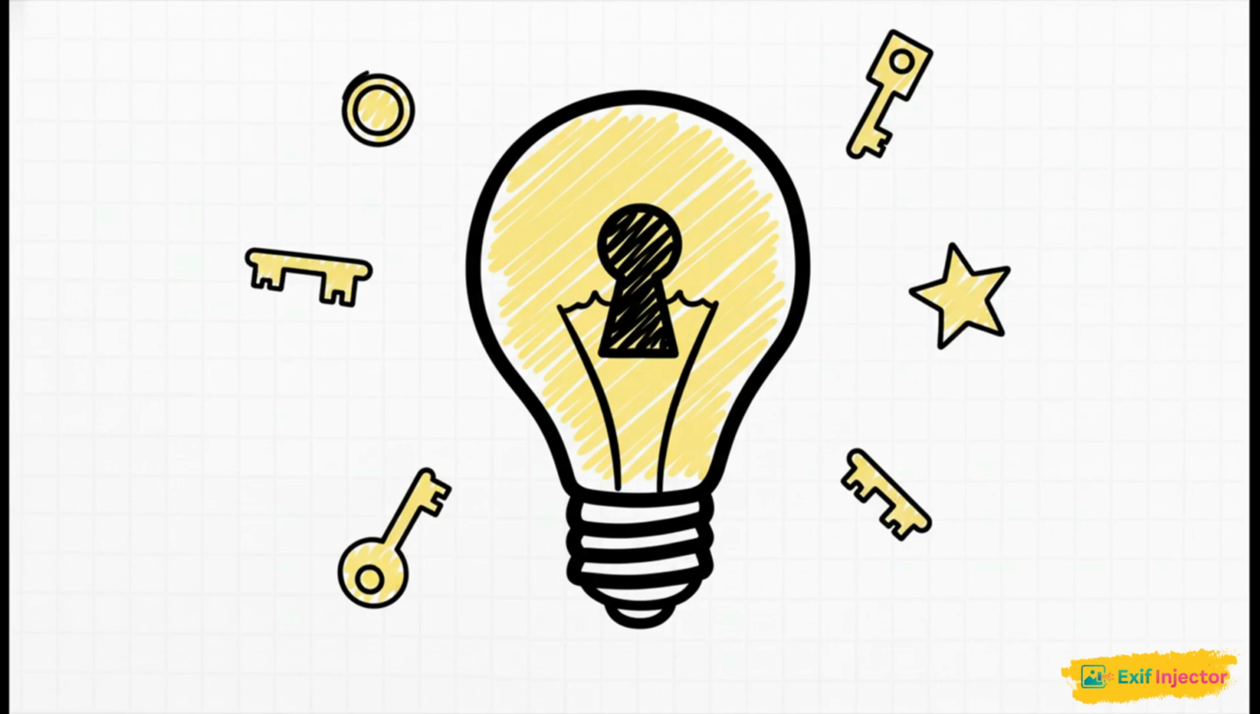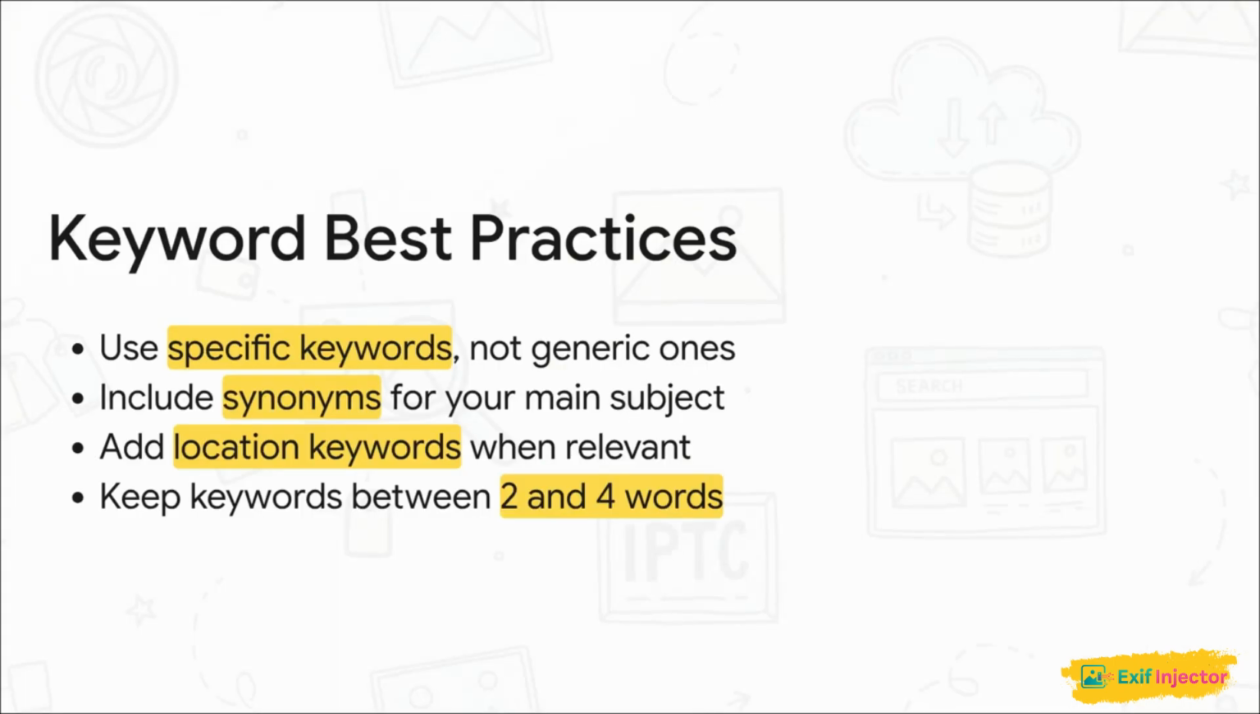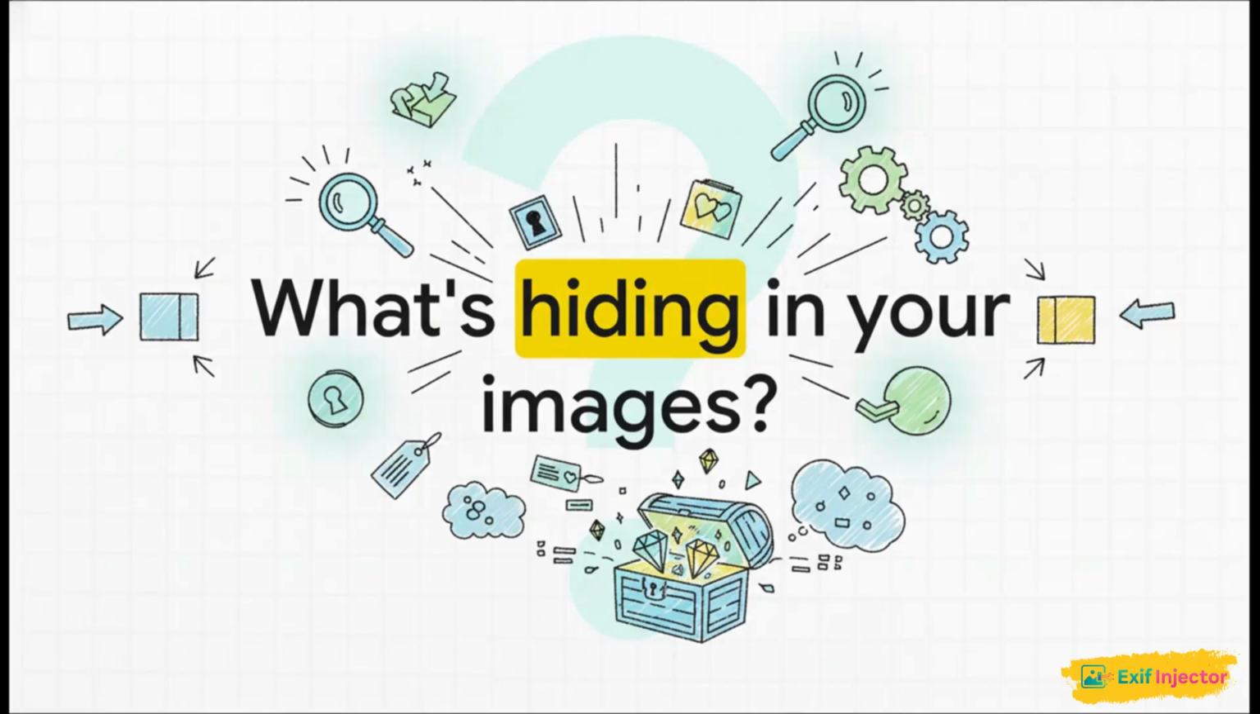All right, so you're ready to start. What are the best practices for these keywords? The key is to be specific. Use synonyms, add locations, really think about how people search. So much potential is just sitting there in your images. Now you know how to unlock it.